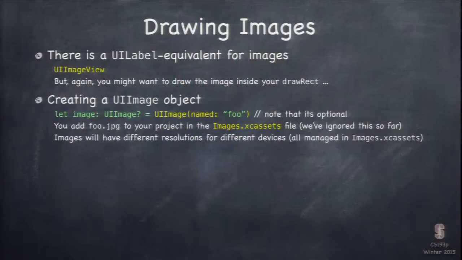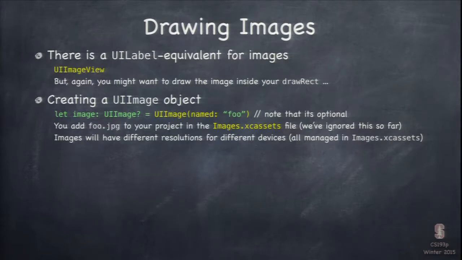How do you do that? Well, there is a UILabel for images. It's called UIImageView, and you can use that to put an image on screen, but you might want to draw an image in your drawRect as well. And usually you create an image by name from that Images.xcassets thing that we moved out of the way real quick right at the beginning of our very first demo.